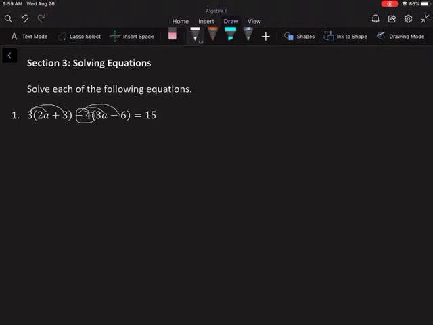of these. So that -4 needs to be distributed inside. So we have 3 times 2a, that's 6a. 3 times 3, positive 3 is 9. And then -4 times -3a is -12a. -4 times -6 is positive 24. And then it equals 15.